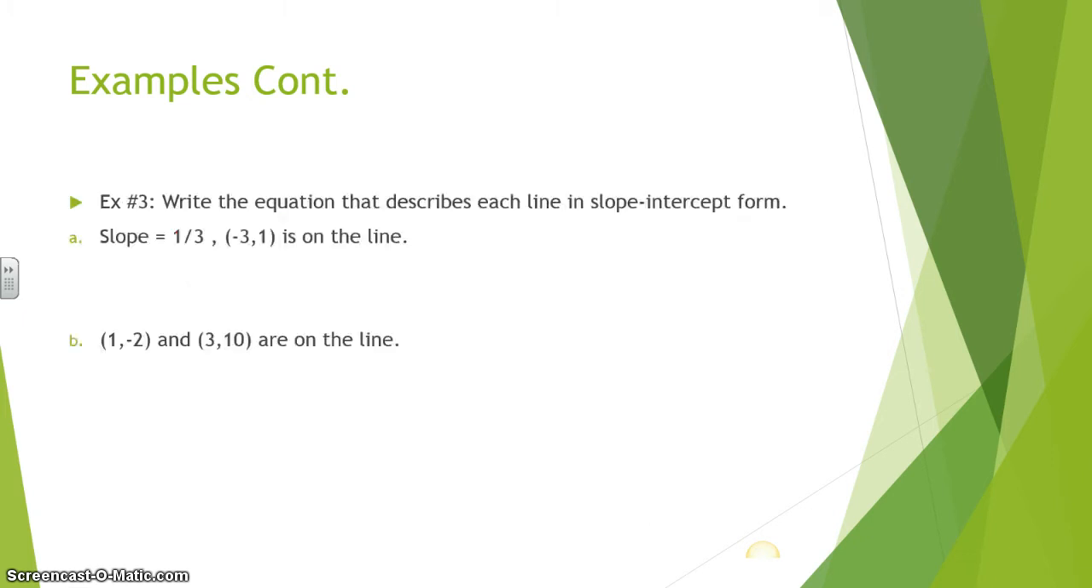Moving along, they want us to write the equation that describes each line in the slope-intercept form. So what we're going to do here is look at the points that are given to us and then put it in the slope-intercept form. Remember, the slope-intercept form is different than the point-slope form. The slope-intercept form is the y equals mx plus b form. My slope here is 1/3. I have the point (-3, 1) that falls on the line. So I'm going to use what's given to me.